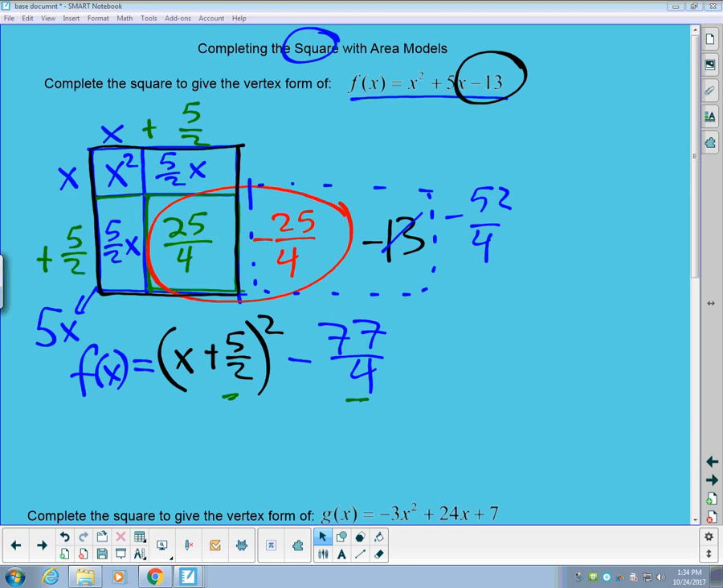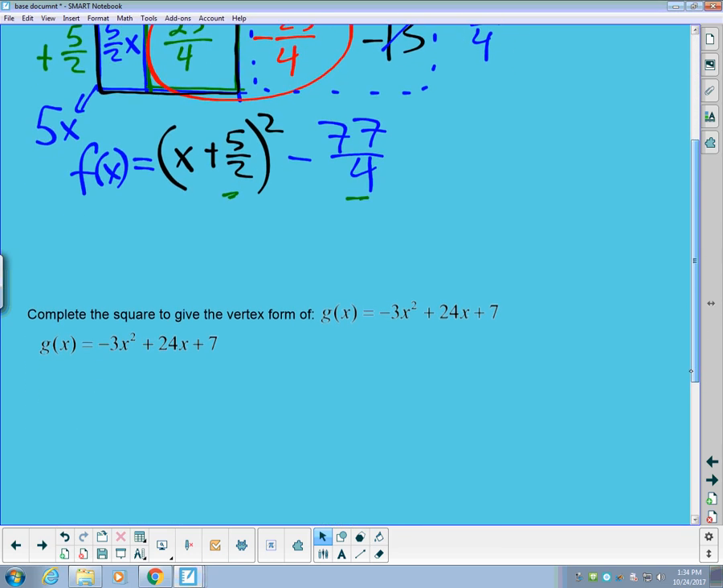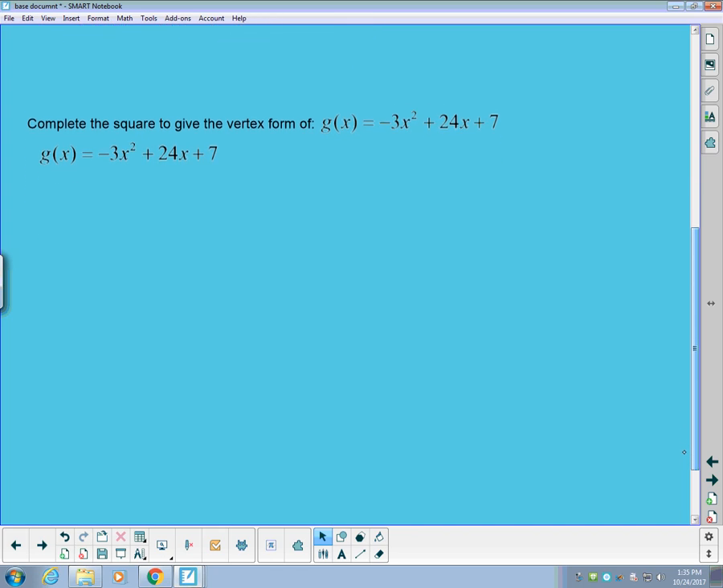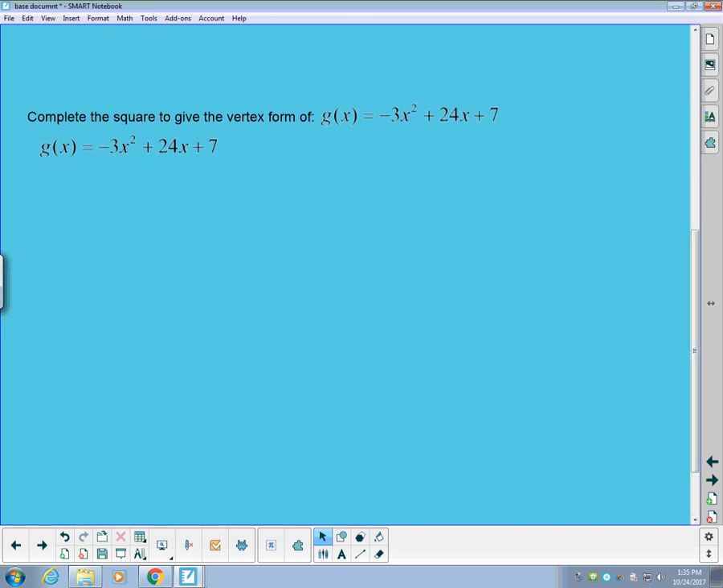Okay, let's do another example. Let me scroll down here and find another one. So in this one, we've got a little bit more going on here. We're going to complete the square. The directions are exactly the same. We're trying to accomplish the same thing.